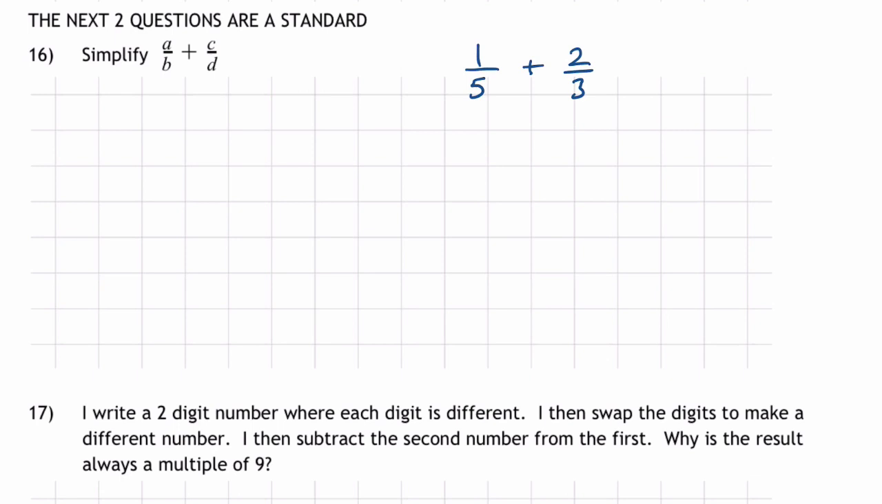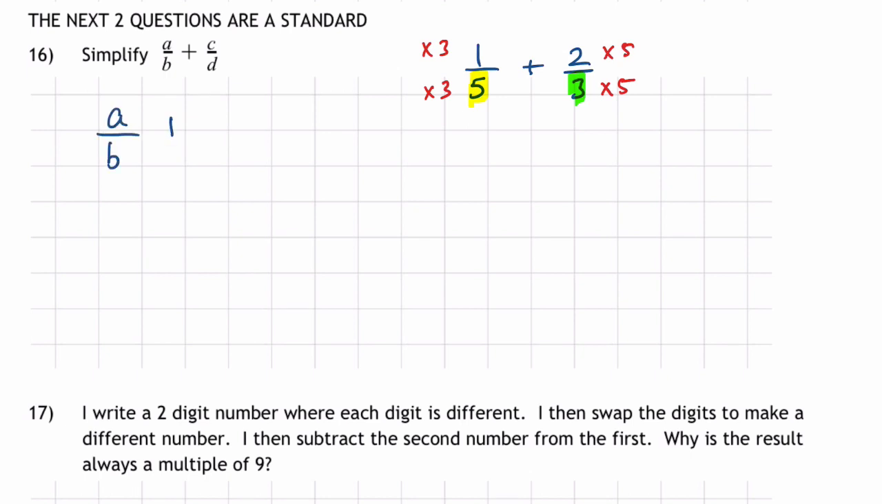Well, I know I would take this denominator here and multiply the second fraction by that denominator. So multiply by 5 and multiply by 5. I'd do a similar thing for this fraction. I'd take that 3 and multiply by 3 and multiply by 3. Now all we need to do is do a similar thing with the letters.